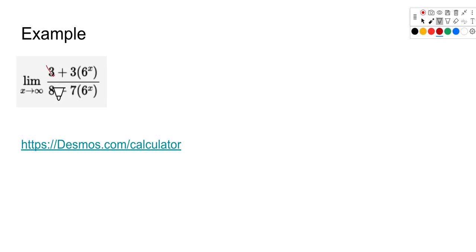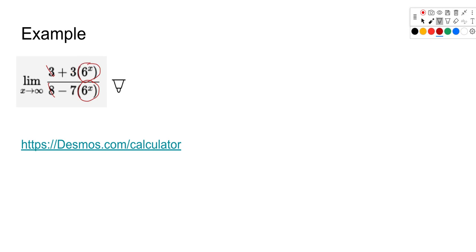So this stuff, 3 and 8, that's really just kind of being added. Those numbers aren't going to matter. 6 to the x gets so huge, what is the only thing that matters? These are so big. We did this earlier with x to the 5th. If they were both x to the 5th, what would we do? They cancel out, and it's just their coefficients, right? So let's see if that works here.